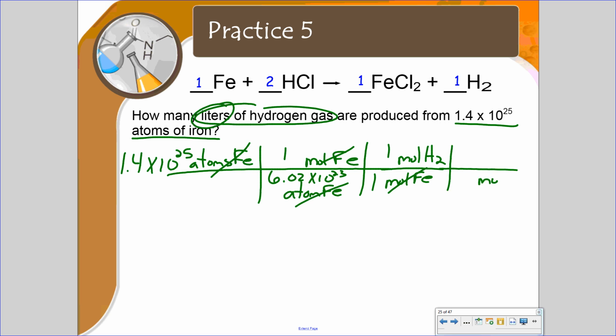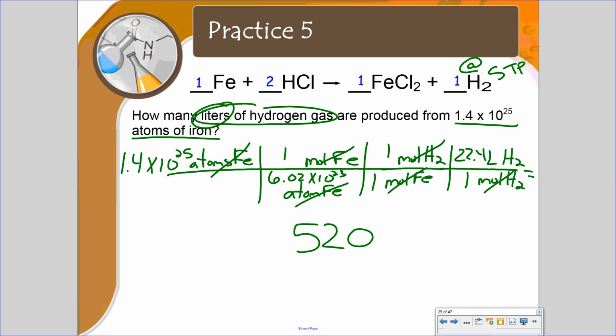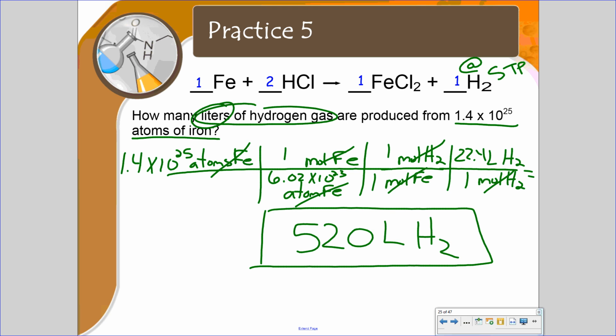And this step is also old. We have converted between moles and liters. So 1 mole equals 22.4 liters. Cross that out. And of course, we'll make sure we put this at STP. You can assume in this unit it's at STP unless otherwise stated. All right, so when you multiply everything across the top and divide it by everything across the bottom, you should get 520 liters of hydrogen as your answer. Yes, I did pay attention to significant digits. And I'll have my mole ratio.